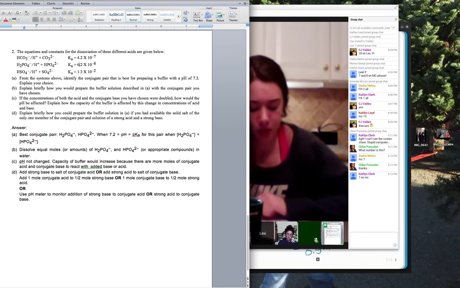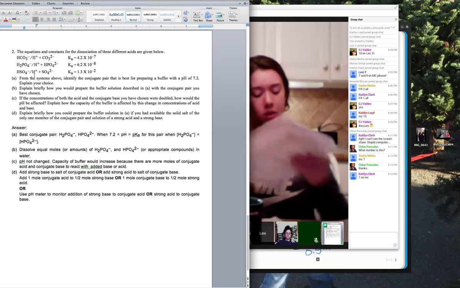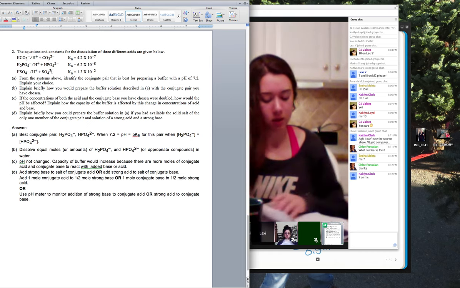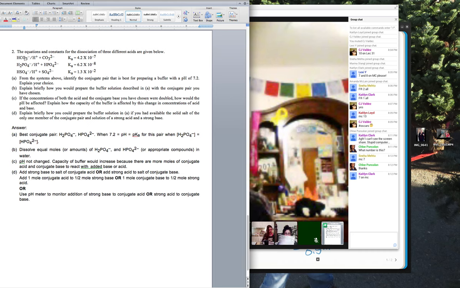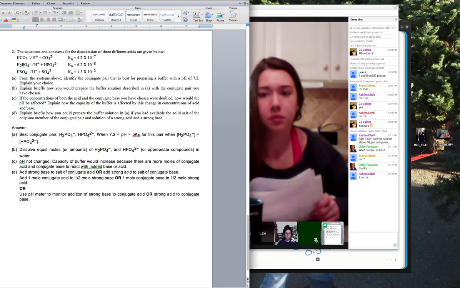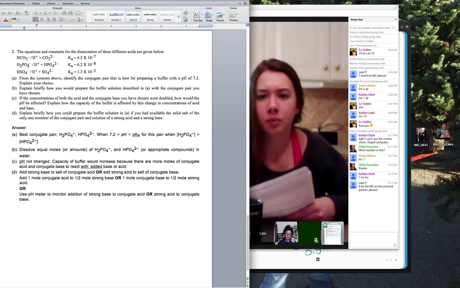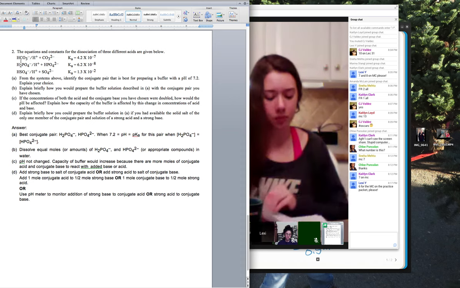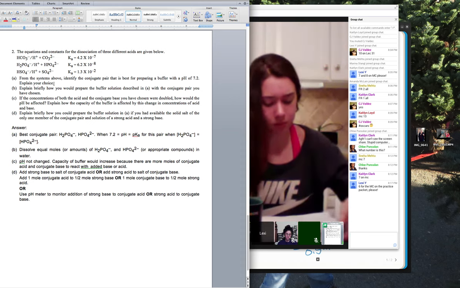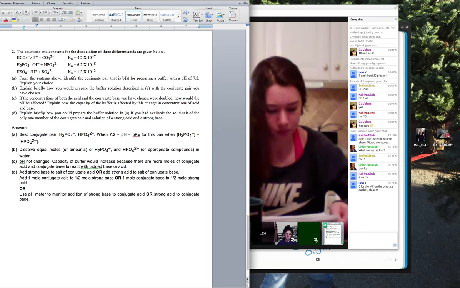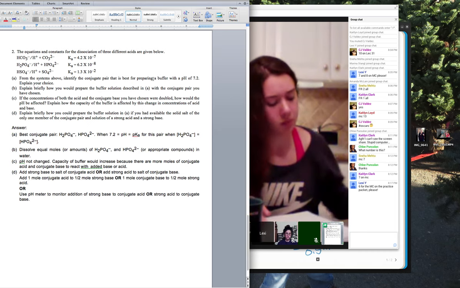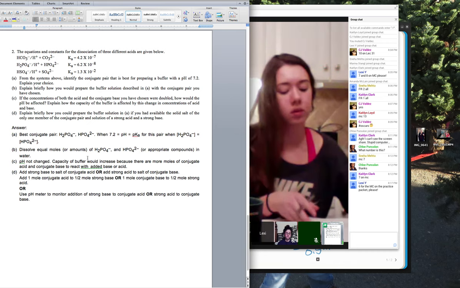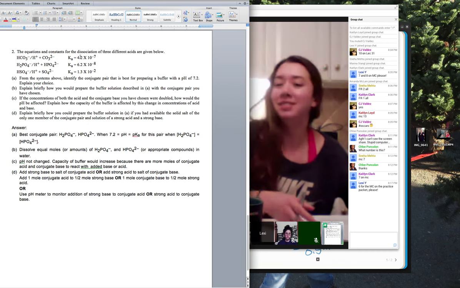So we have three different acids with three different Ka's. In this case, it's basically the second H coming off of the carbonic acid, the second H coming off of the phosphoric acid, and the second H coming off the sulfuric acid. From the systems above, identify the conjugate pair that is best for preparing a buffer with a pH of 7.2. Explain your choice.